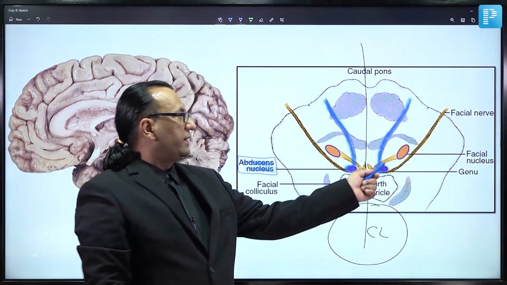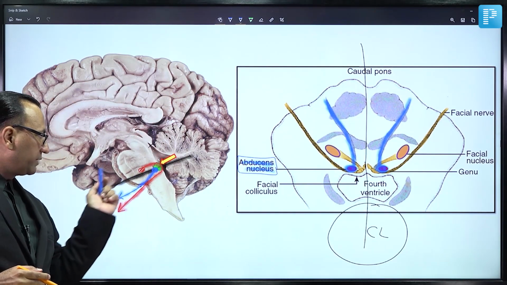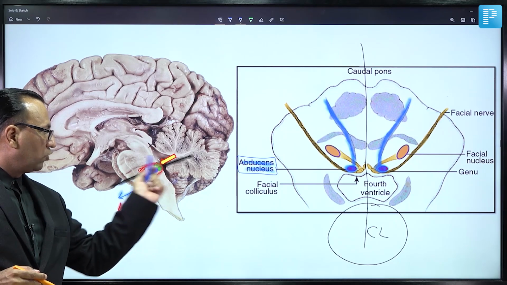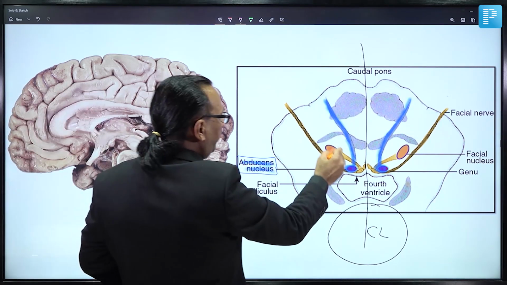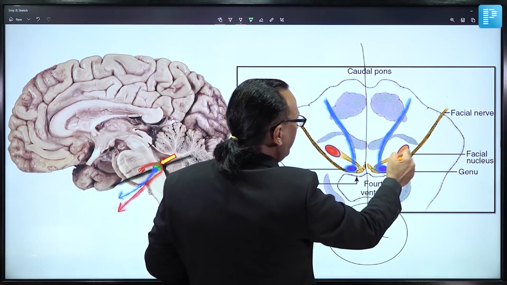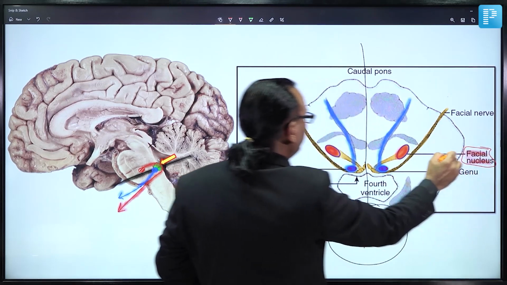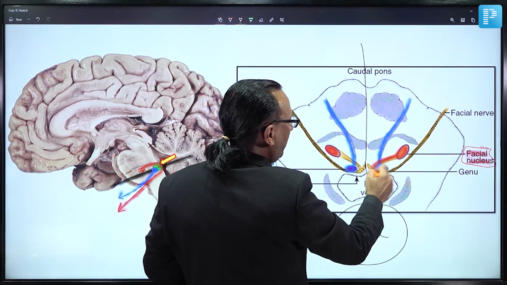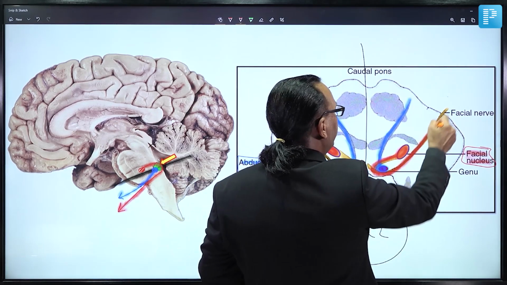Then what about the fibers of the facial nerve? The facial nerve nucleus is more anterior, but the fibers are coming posterior, looping around the abducent nucleus, which you can show here. The facial nerve nucleus in the lower pons more anteriorly sends the fibers posteriorly, which loop around the abducent nucleus, but then they have to come anteriorly.